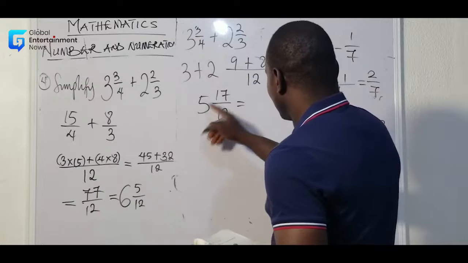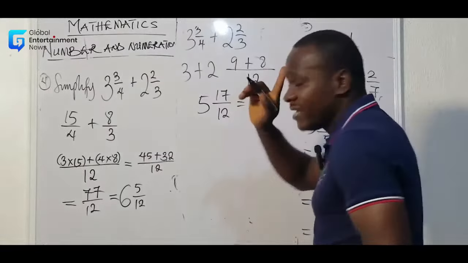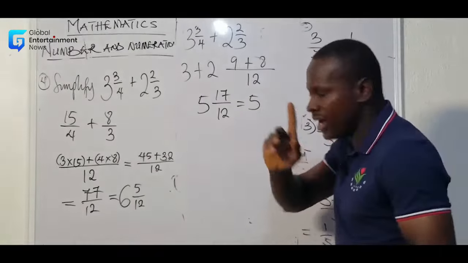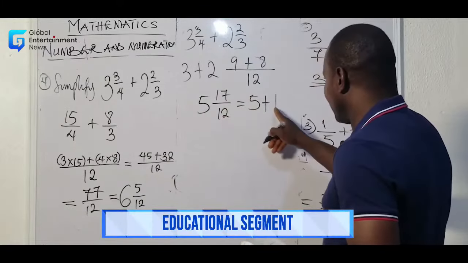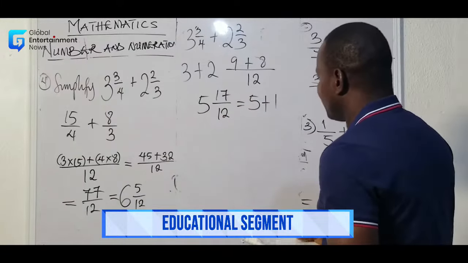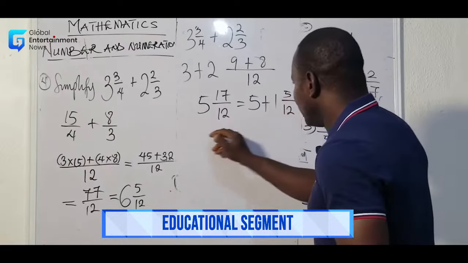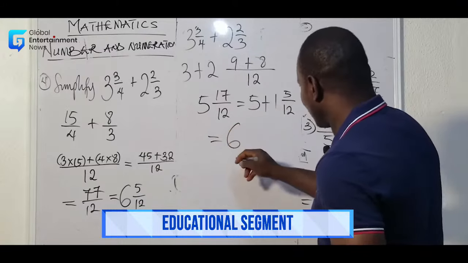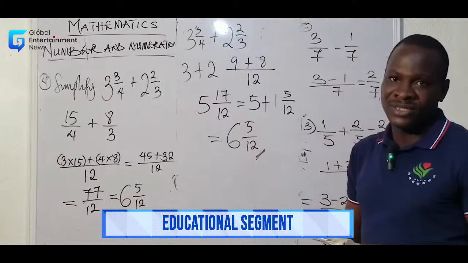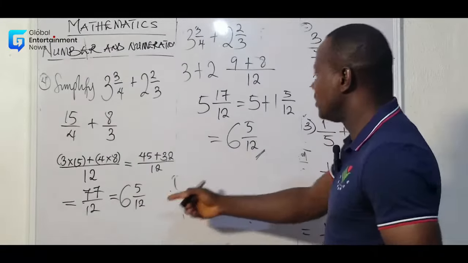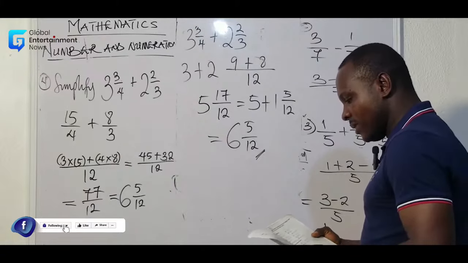Now remember, this is 5. How many 12 can we see in 17? 1. You add that 1. You know that 1 is going to be whole number. You add it, you say plus 1. This is 5 whole number. 12 in 17 is 1. What remains is 5. So 5 all over 12. Now we have 5 plus 1 is 6 whole number, 5 all over 12. You can see we get the same thing. So if this one is confusing, you can use the other method.